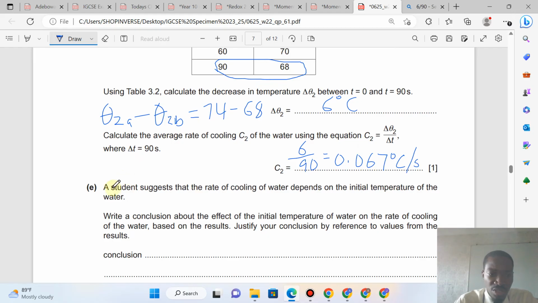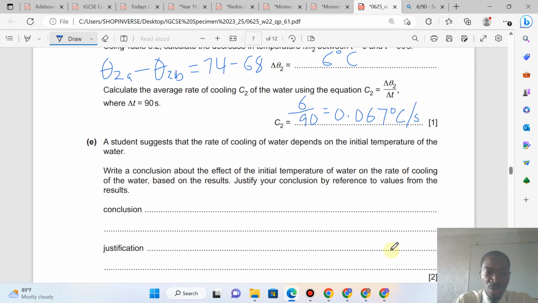Good. Now the question says, a student suggests that the rate of cooling of water depends on the initial temperature of water. Write a conclusion about the effect of the initial temperature of water on the rate of cooling of water, and justify your conclusion by reference to values from the results. So write about the effects of initial temperature on the cooling rate of water.